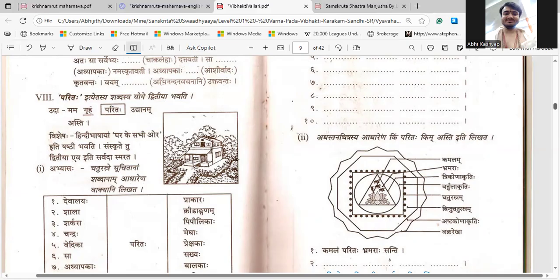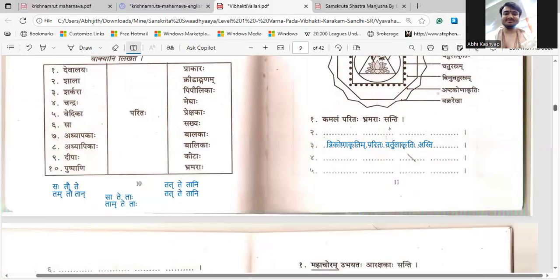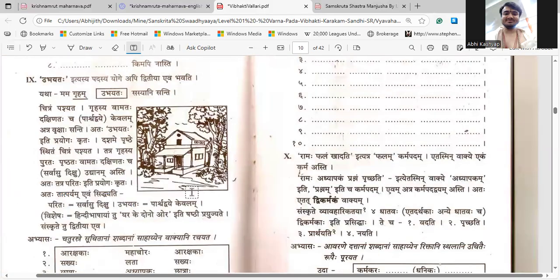Now when we take up Ubhayataha. See, Paritaha means surrounding in all directions. Ubhayataha means on the right side and the left side. So when something is there on the right and left side, then also we use Dvitiya Vibhakti. Whatever is in the center, Dvitiya Vibhakti will be used. And we solved all these things.